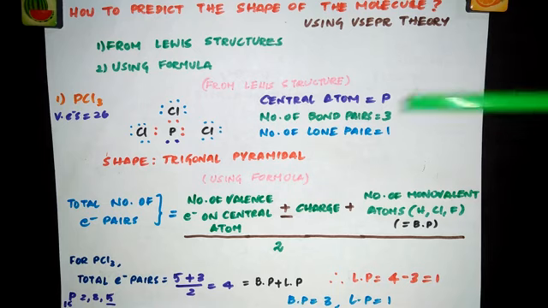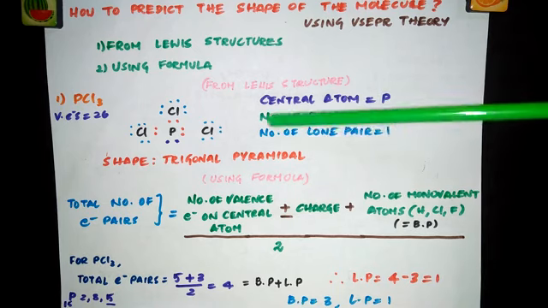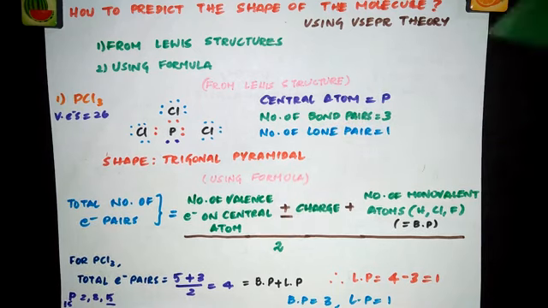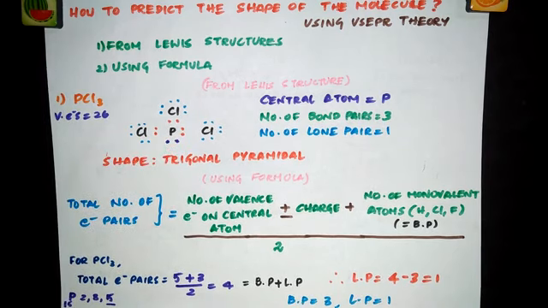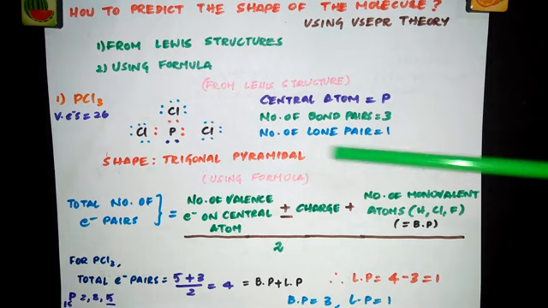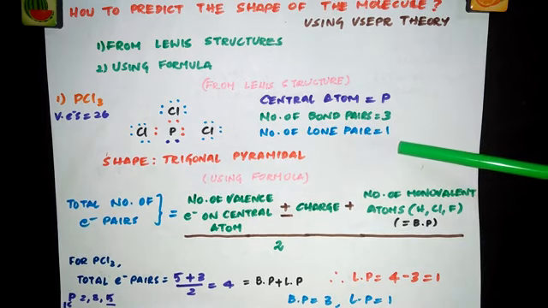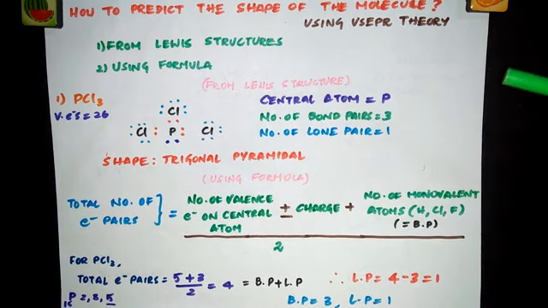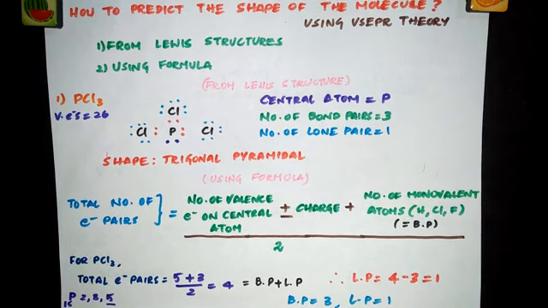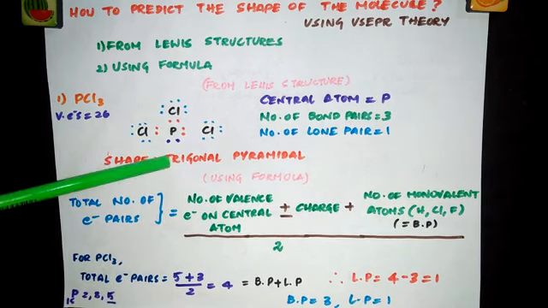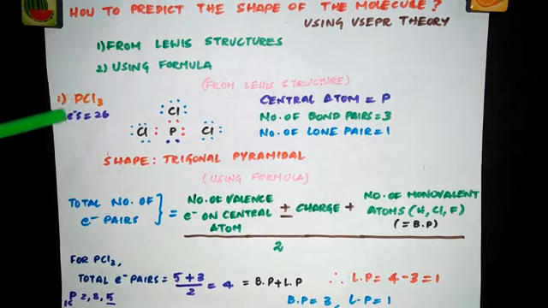So the central atom is phosphorus and the number of bond pairs is equal to 3. And how many lone pairs are there? Just 1 pair. So this is the lone pair of electrons on phosphorus. So the number of lone pairs is equal to 1. Now recall that table. If there are 3 bond pairs and 1 lone pair, what will be the shape? It will be trigonal pyramidal. So the shape of PCl3 is trigonal pyramidal.